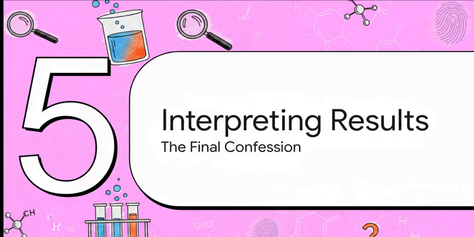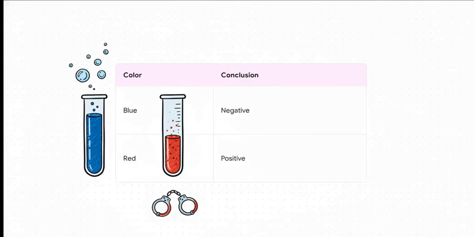Part 5, Interpreting the Results, the Final Confession. So the results of this test are just remarkably definitive. If you mix the hot solutions and the liquid just stays this clear, deep blue color, that's a negative result. There's no reducing sugar present, and the copper just remains completely unchanged. However, if the solution suddenly shifts and drops out this heavy, opaque, brick red precipitate, that is a definitive positive. The copper has been successfully reduced. You've basically caught the target molecule red-handed.